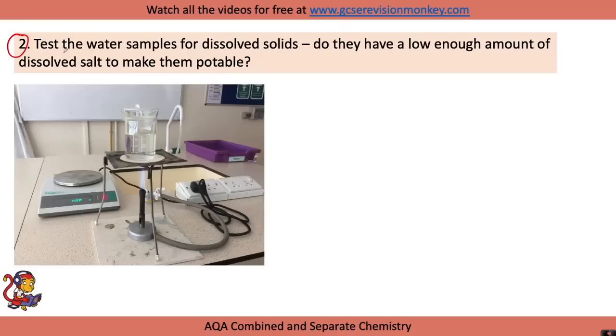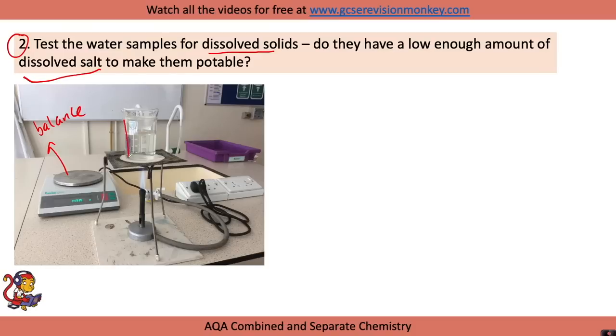The second part is then testing the water samples for dissolved solids. So we're going to look if they have a low enough amount of dissolved salt to make them potable. This is the equipment that we are going to use. We have a balance here. We've got our Bunsen burner on a heatproof mat with a tripod and gauze.